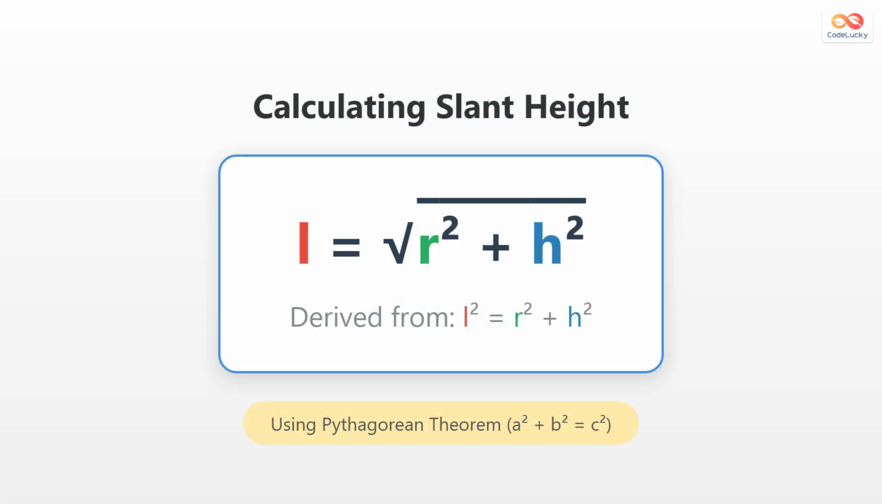Because they form a right triangle, we can use the Pythagorean theorem, a squared plus b squared equals c squared. In our case, r squared plus h squared equals l squared. To find the slant height L, we simply take the square root of r squared plus h squared.